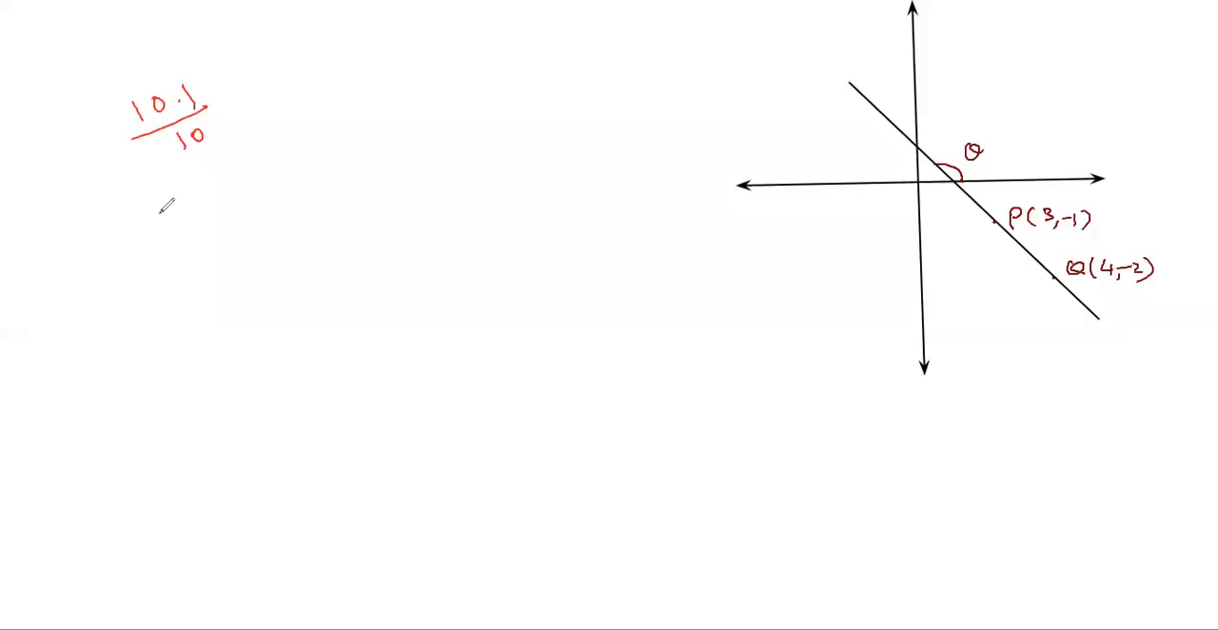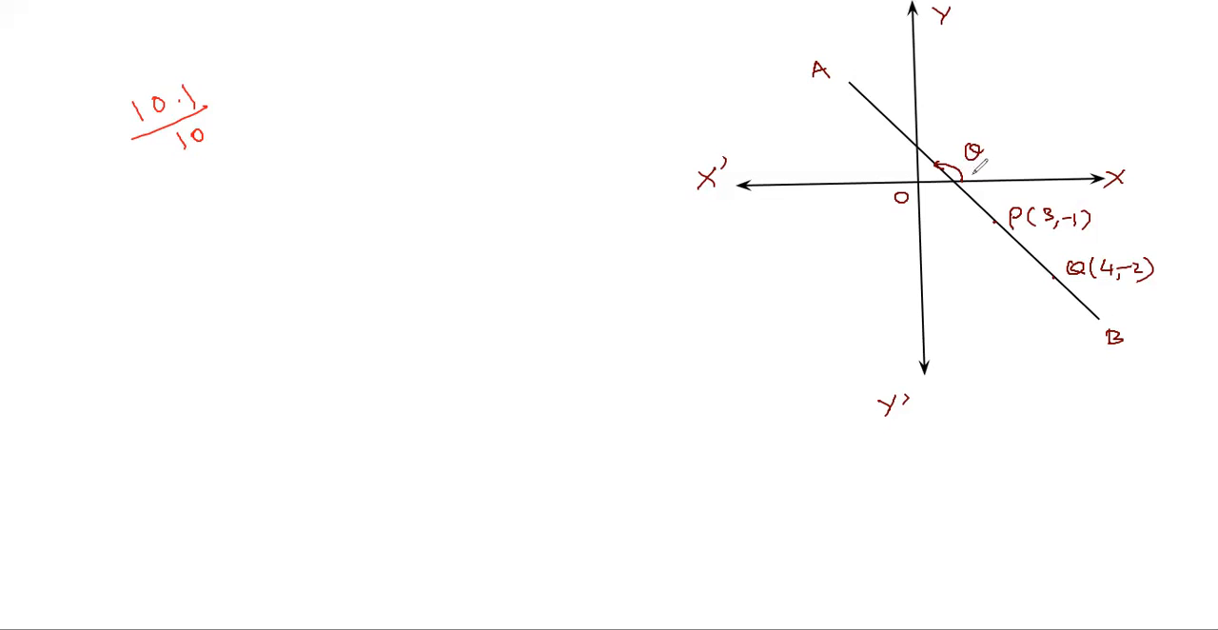Question number 10. Find the angle between the x-axis and the line joining the points. So this is the x-axis and this is the y-axis. This is the line AB. Suppose AB is a line on which 2 points P and Q are given, and this is making an angle of theta with the x-axis. So find the angle which the line makes with the x-axis. This angle we have to find out.